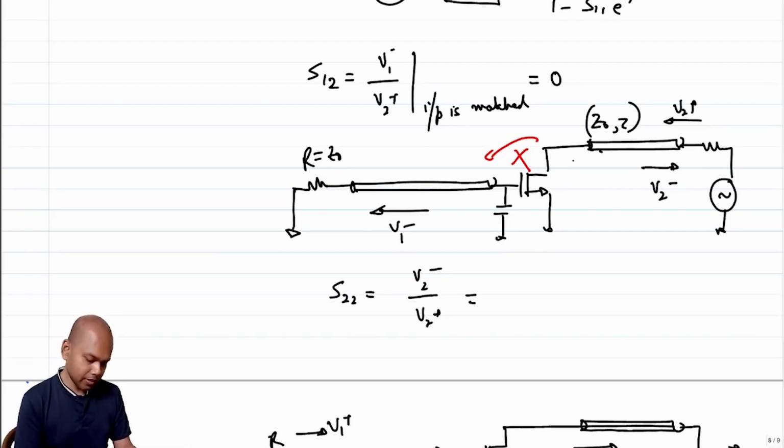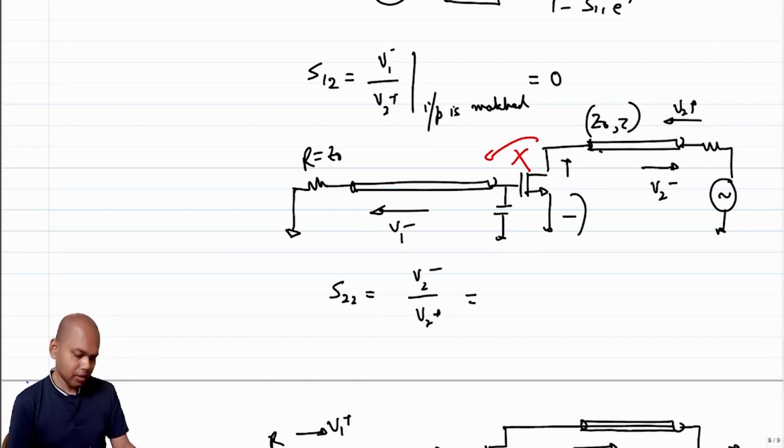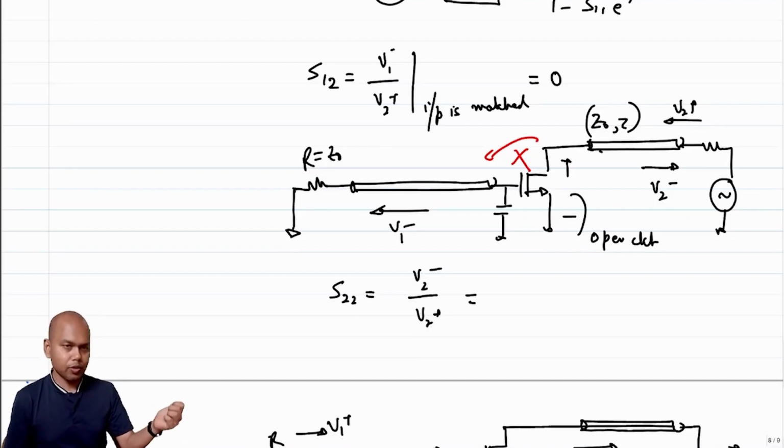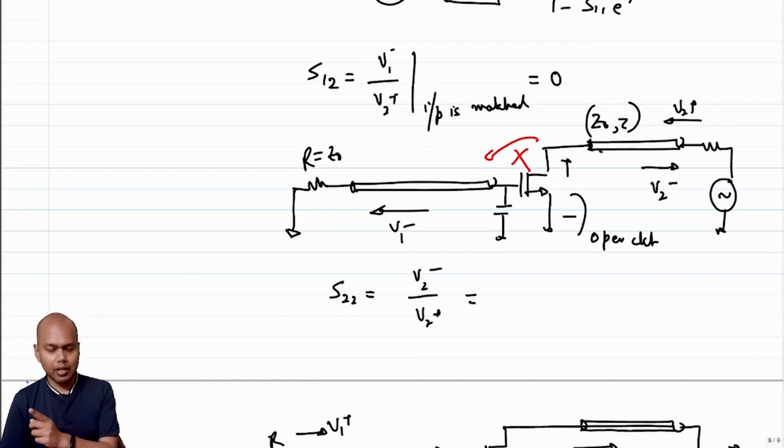Note that the way it has been set up, the input here is basically an open circuit, right? If you assume that there is some capacitance, the expression becomes similar to that of S11, but the way we have set it up, we have assumed it's an open circuit. So this is an open circuit, right? V2 plus goes to the open circuit, there is a round trip delay, and it comes back.